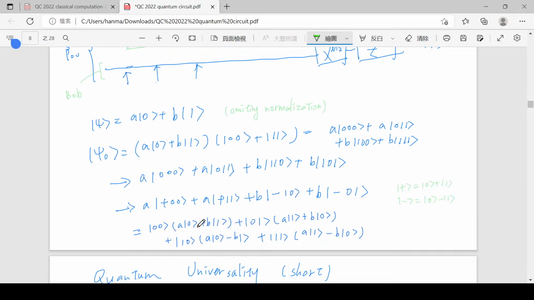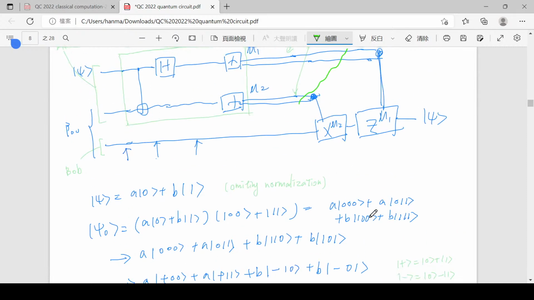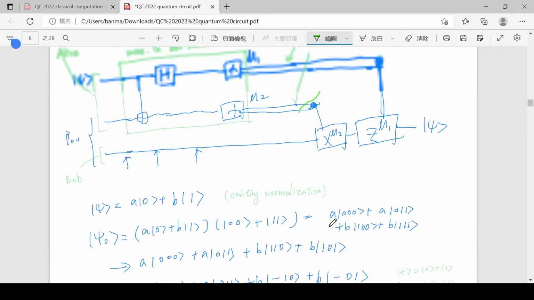So those 4 states, not all of them are psi, but they are all very related to psi. You can see this A something plus B something structure, and actually something is either 0 1 or 1 0 or there is a minus sign.